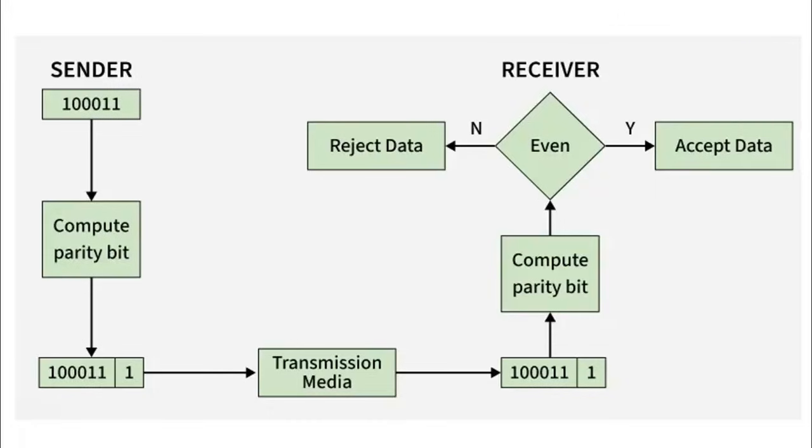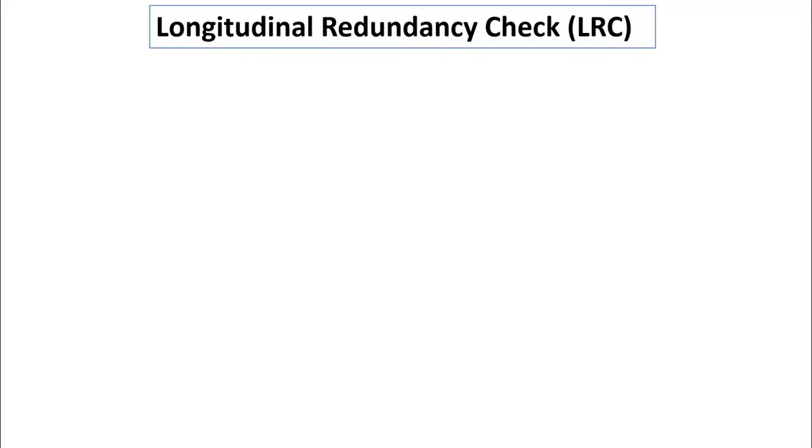So now what is actually happening between the sender and the receiver? The sender, along with the data, computes the parity bit, and sends the data and the parity bit to the receiver. The receiver takes the data along with the parity bit, computes the parity, and checks whether it is even or odd. If even parity is agreed between the sender and the receiver, and it is an even number of ones, accept the data, or else reject. If odd parity is agreed, and the number of ones is odd, accept, or else reject. This is what is happening between the sender and the receiver.